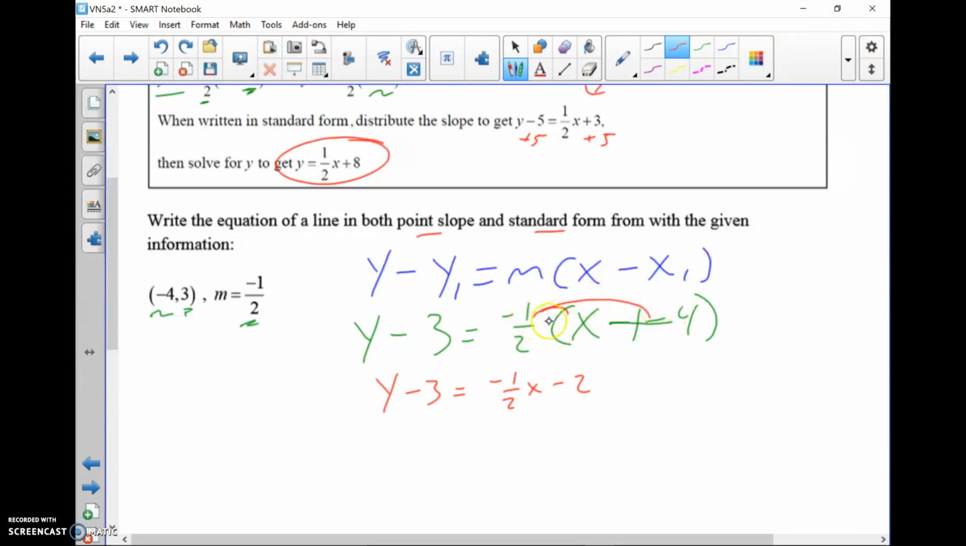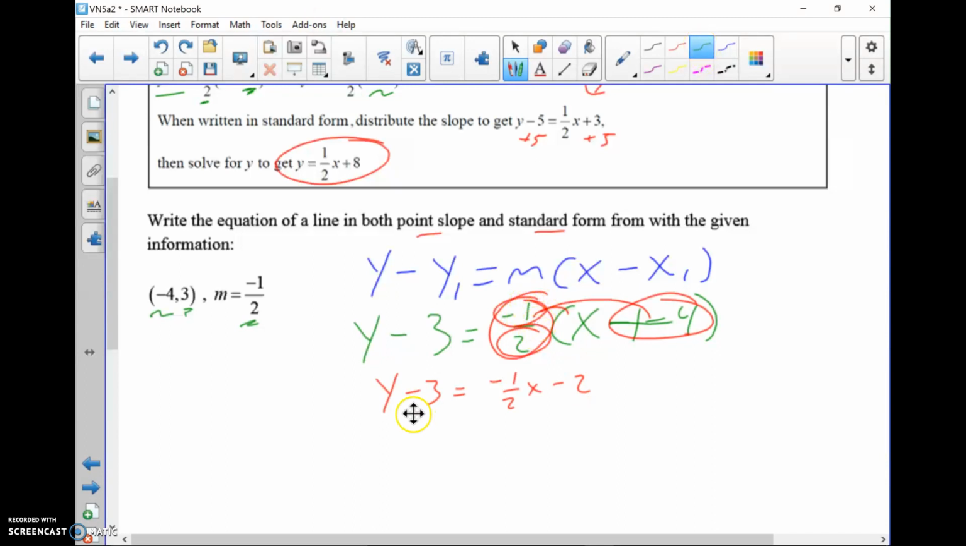Remember, when you're multiplying a fraction times a number like this, negative half times positive 4, you could think of that as times the top, divide the bottom. What I mean by that is, take this 4 and times it by negative 1 to make it negative 4, and divide it by 2 to make it negative 2. So fractions are like times top, divide bottom.